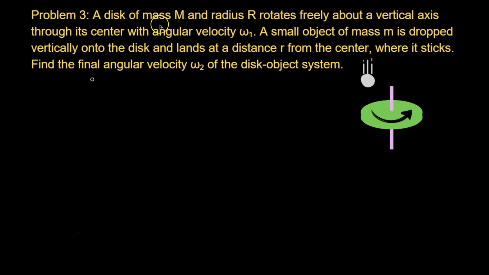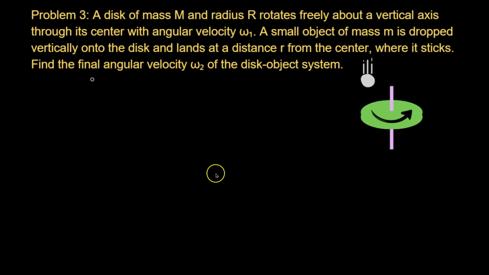Problem 3. A disk of mass m and radius r rotates freely about a vertical axis through its center with angular velocity omega 1. A small object of mass m is dropped vertically onto the disk and lands at a distance r from the center, where it sticks. Find the final angular velocity omega 2 of the disk object system.